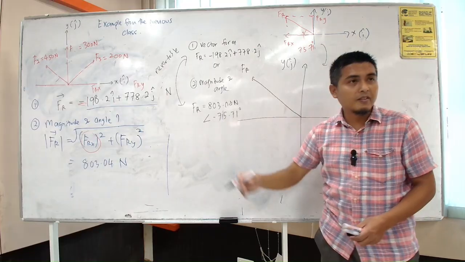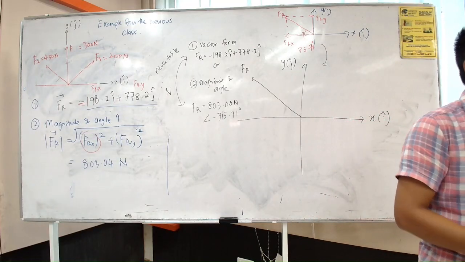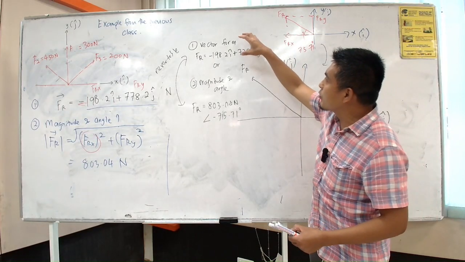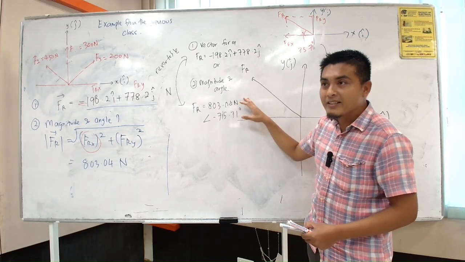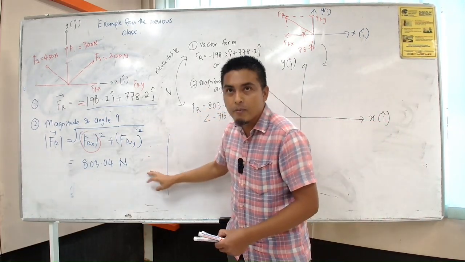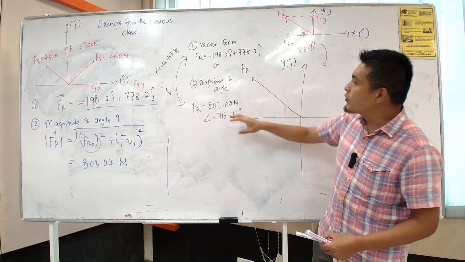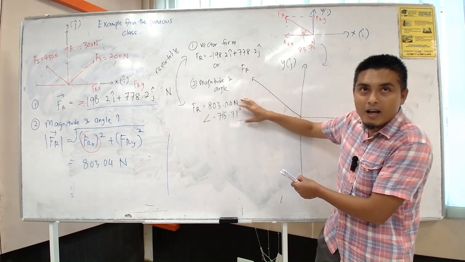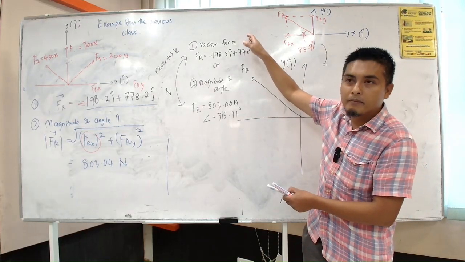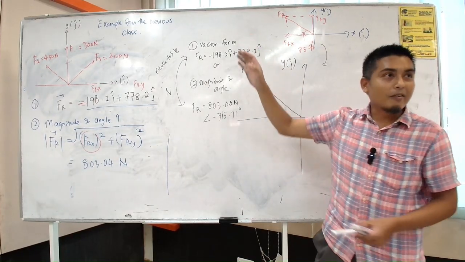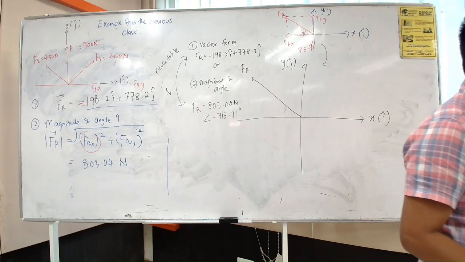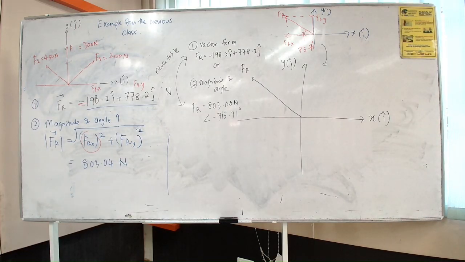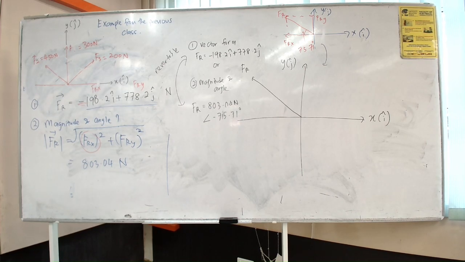You can change the forms. So right now you know how to convert from vector to magnitude and angle, by using this formula. But do you know how to convert the magnitude? If you have magnitude and angle, how do you want to convert to the vector form? Not yet. We did not discuss about it yet. So we will discuss it later, not today.